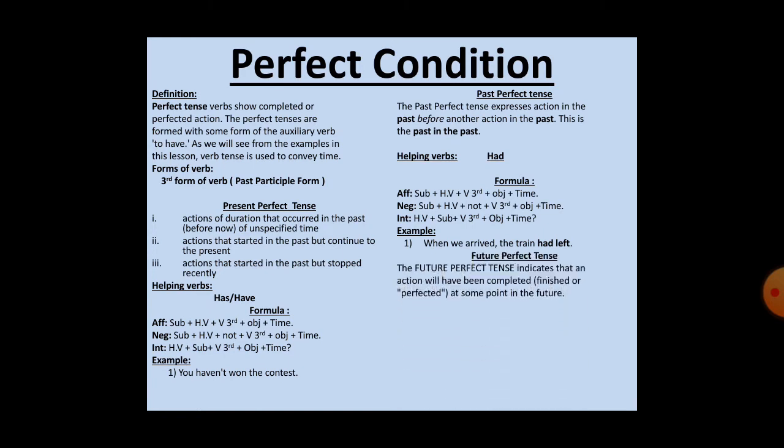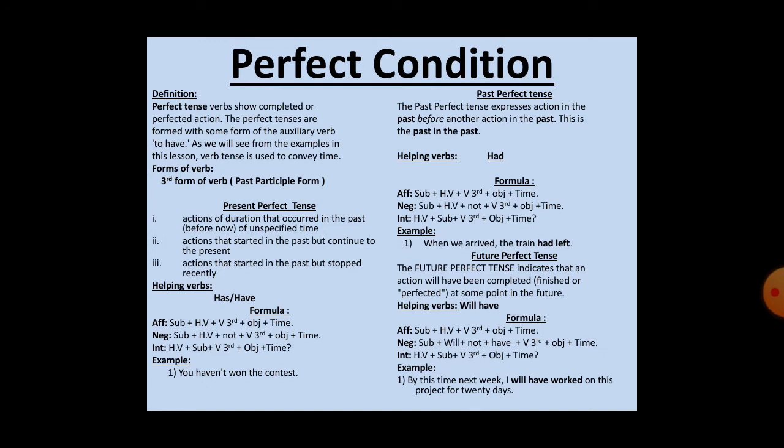Okay friends, so here comes our future perfect tense. Future perfect tense indicates that an action will have been completed, finished or perfected at some point in the future. Then will have is the helping verb of future perfect, and here comes the formula of future perfect. First of all subject, helping verb, third form, object, time. Then negative we use subject, will not, then have, verb third form, object plus time. Then after that helping verb, subject, verb third form, object plus time. So this is the example: by this time next week I will have worked on this project for 20 days.